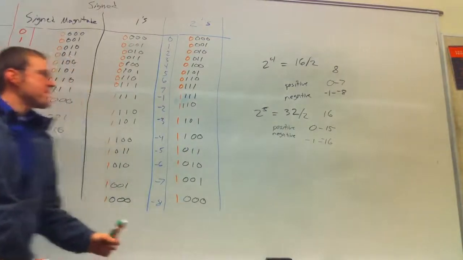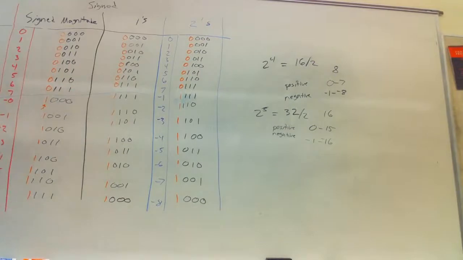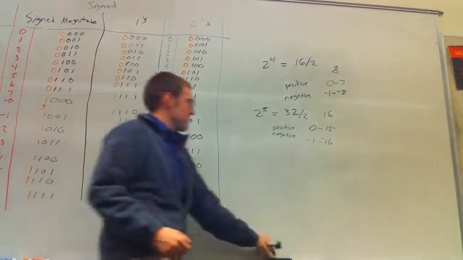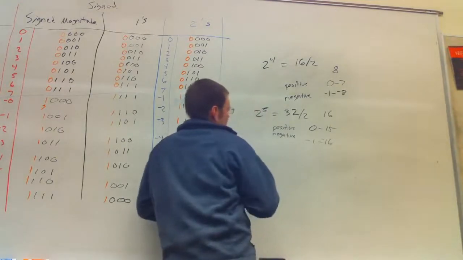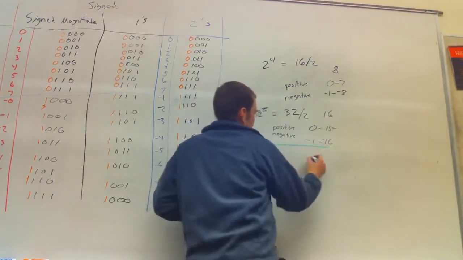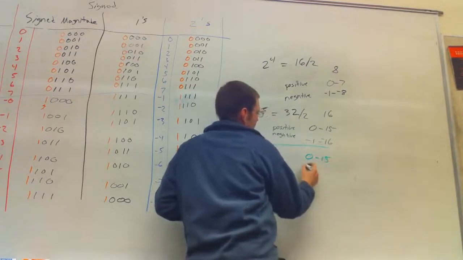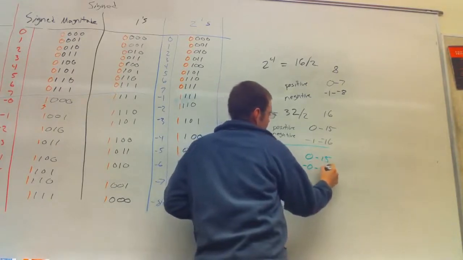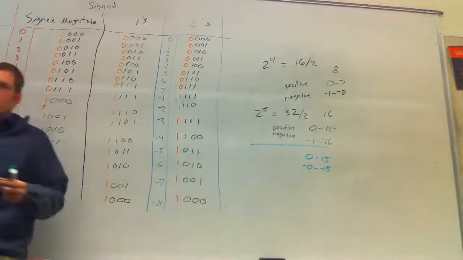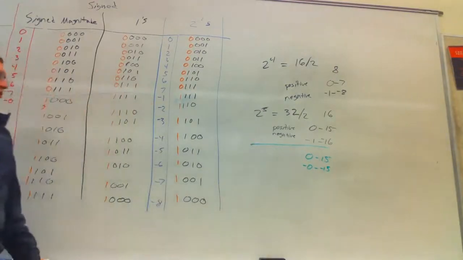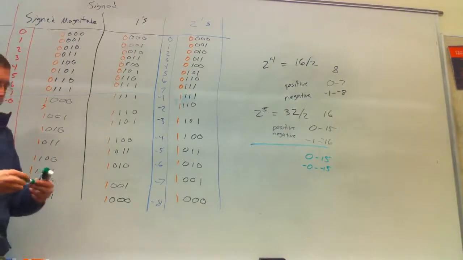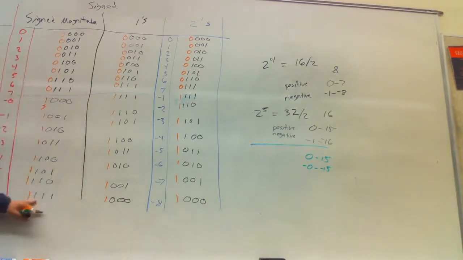When you're working with sign magnitude, don't you have to take one of the bits out? Yeah, so basically you have 3 instead of 4. If I was doing sign magnitude, I would have 0 through 7 here and -0 through -7. Both of them would have a positive 0 and a negative 0. But we don't need to worry about that.